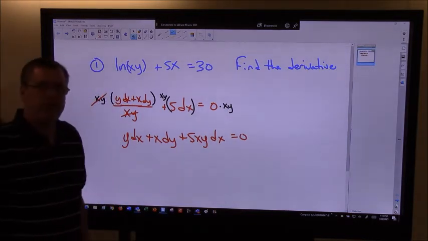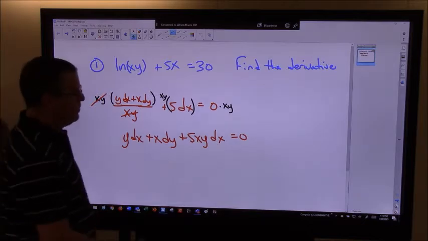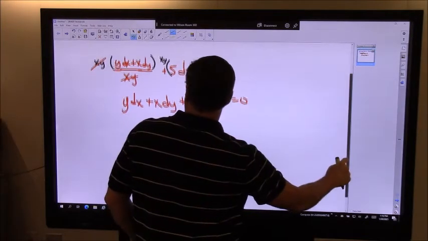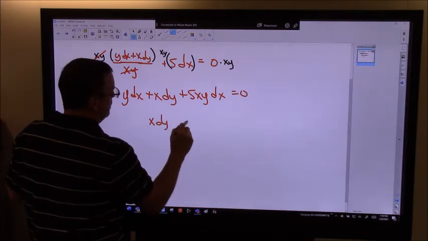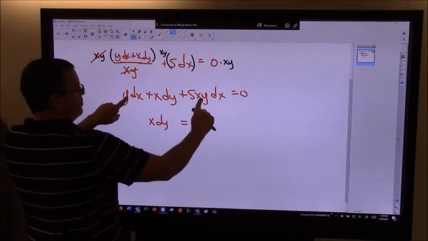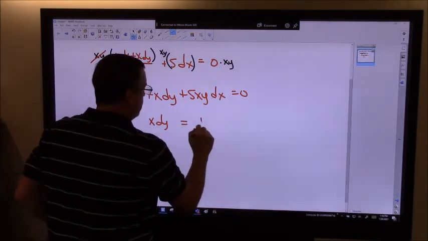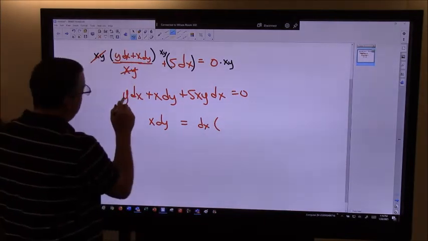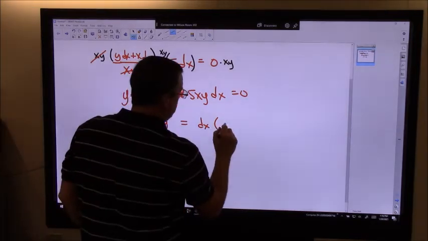And so now we put all of our dy's on one side, dx is on the other. I think I'll just leave the dy term there. So I've got x dy. I'm going to move both of these terms to the other side, so they both have to become negative. And we're going to factor a dx out, so I'll have a negative y minus 5xy.